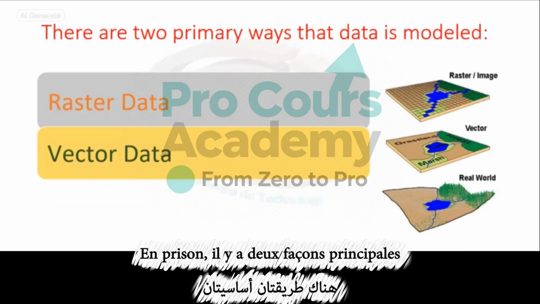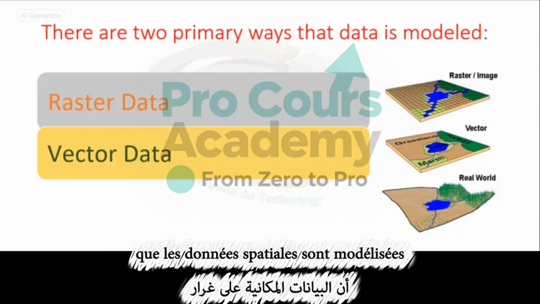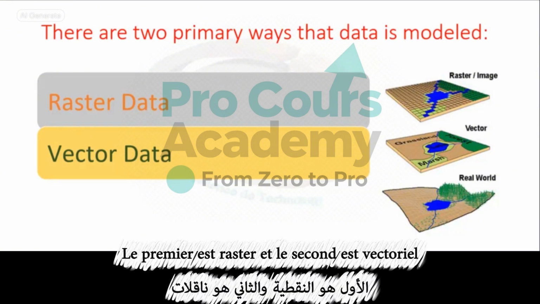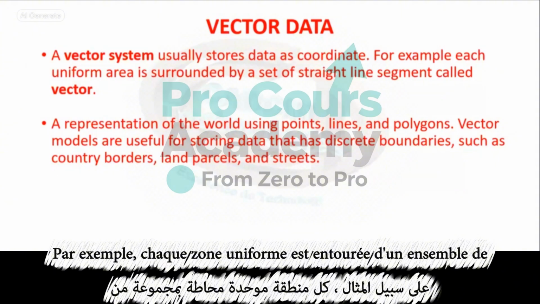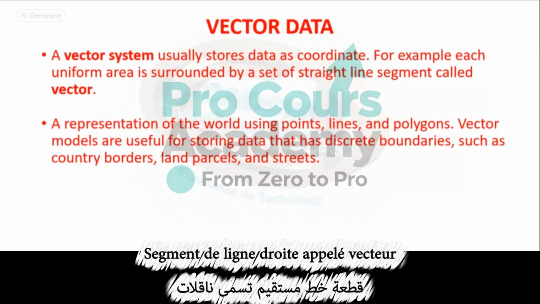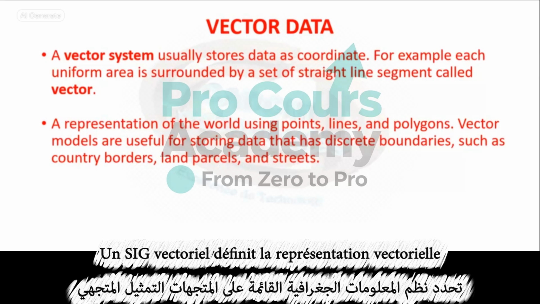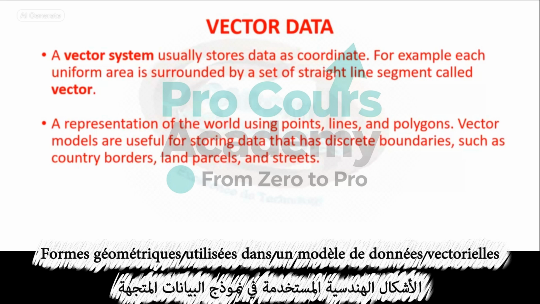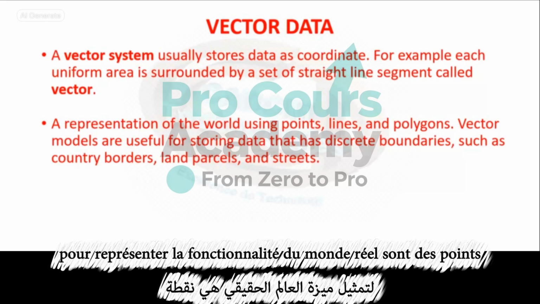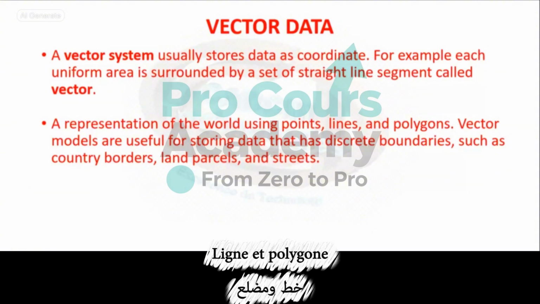In GIS, there are two primary ways that spatial data is modeled. First is raster and the second is vector. A vector system usually stores data as coordinates. For example, each uniform area is surrounded by a set of straight line segments called vectors. A vector-based GIS defines the vectoral representation of its geographic data. The three main geometric shapes used in the vector data model to represent real-world features are point, line, and polygon.